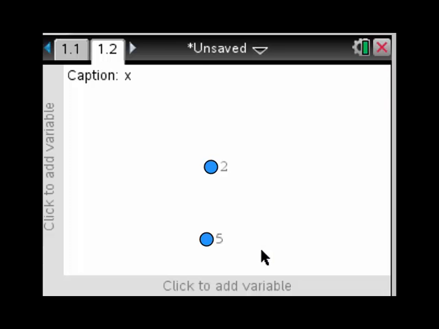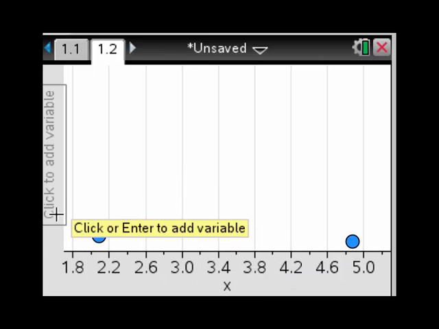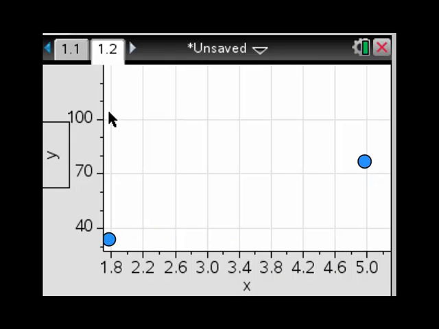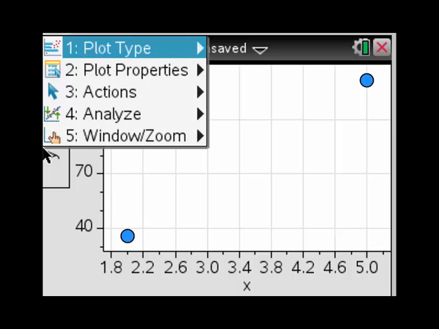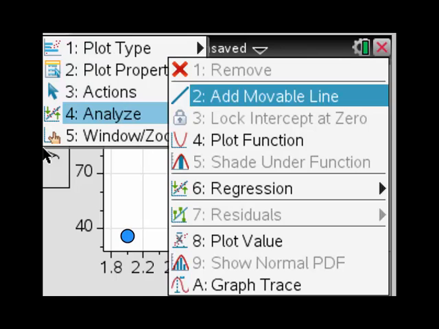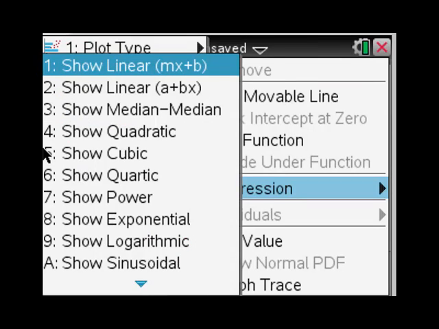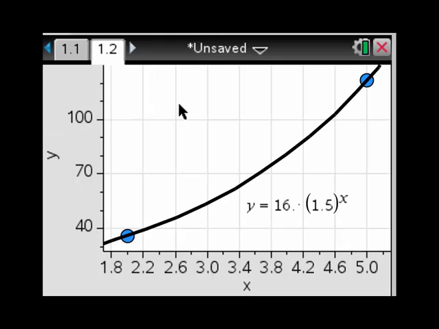Home, click on x, click on y. Really doesn't tell us anything by the scatter plot, but we know it's exponential. They told us so. So analyze, regression, exponential is number 8, and there she is. Y equals 16 parenthesis 1.5 to the x. So our base is a fraction or a decimal, so that would be very challenging for us to do algebraically.